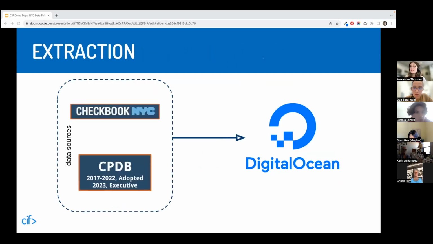So the first step was the extraction step. We took our two input data sources, Checkbook NYC for the historical liquidations data and the historical versions of the capital projects database for the geospatial data, and we uploaded these to DigitalOcean, which is our team's cloud storage platform, also known as our data lake.